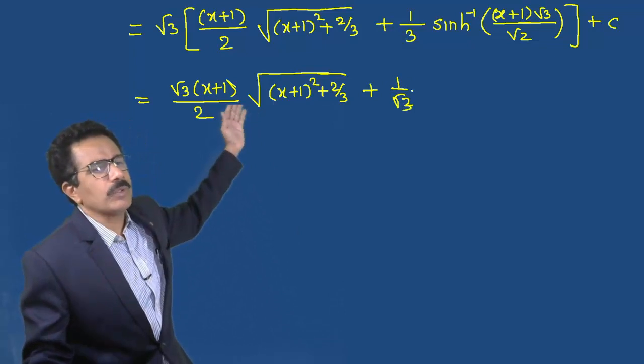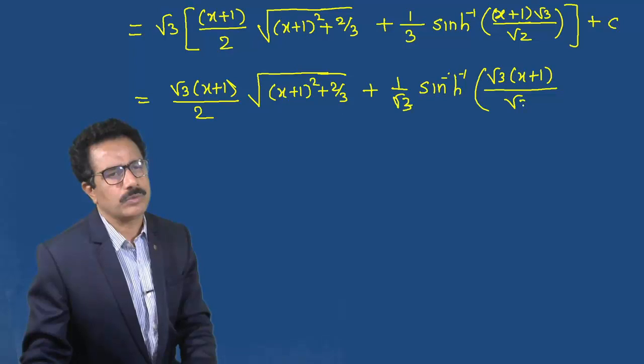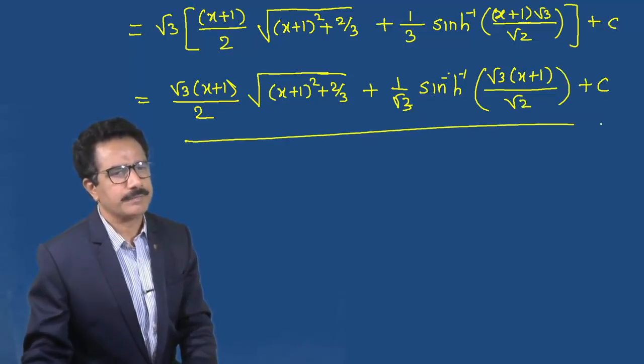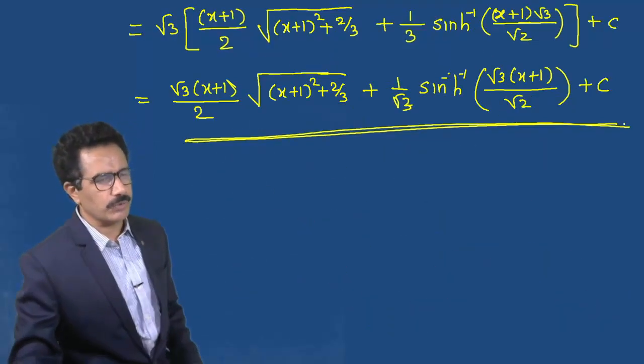If we multiply by root 3, then we get sinh inverse of root 3 into x plus 1 divided by root 2 plus c. Okay. So this completes the solution. This is how the complete solution is done. Okay.